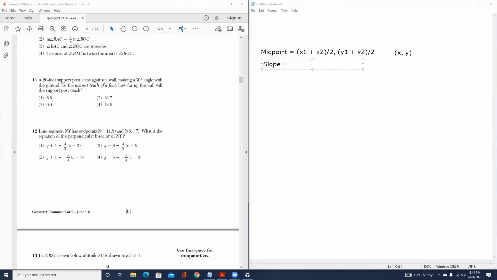Slope is equal to change in y over change in x. You may also see this represented by delta y over delta x. That's more common in higher level math classes. Either way your teacher presents them, keep this in mind. And this will spit out a number.